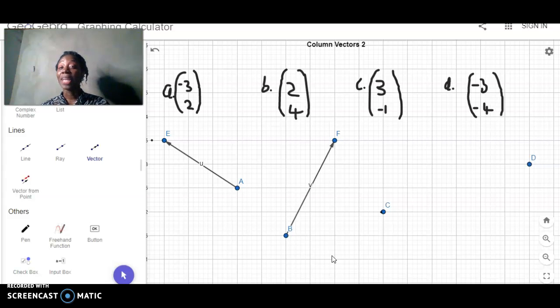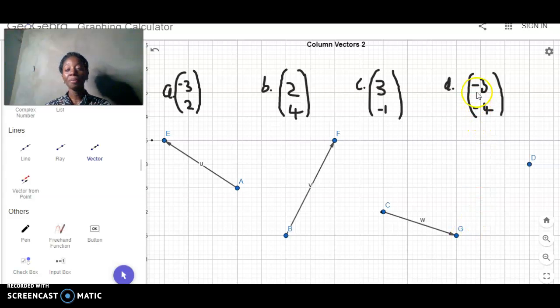Now let us look at part C. Part C represents a horizontal shift of 3 and a vertical rise of -1. So a +3 means that I should take 3 steps towards the right. That is 1, 2, 3. And because my vertical rise is negative, it represents a shift towards the south, 1. So there you have it, our third vector.